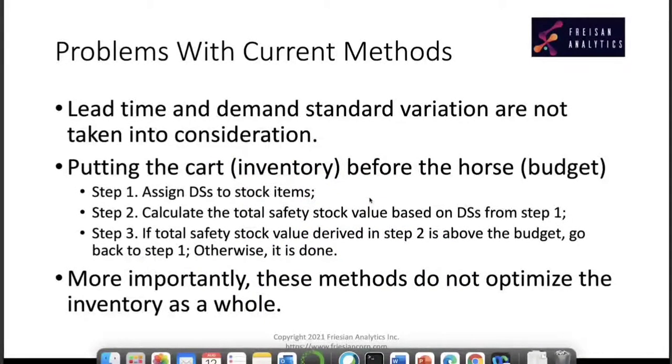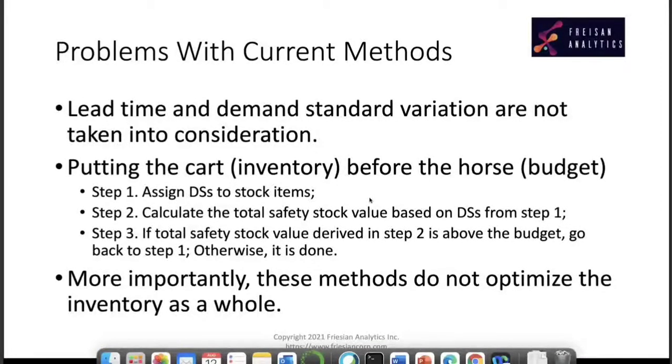What's the problem with the current approaches? There are at least three. First, lead time and standard deviation of demand are not considered at all in this approach. But we know lead time and standard deviation determine the relationship between DS and safety stock. We should not exclude them from consideration, right?